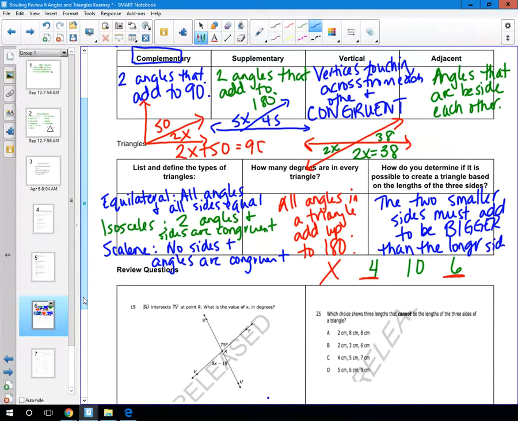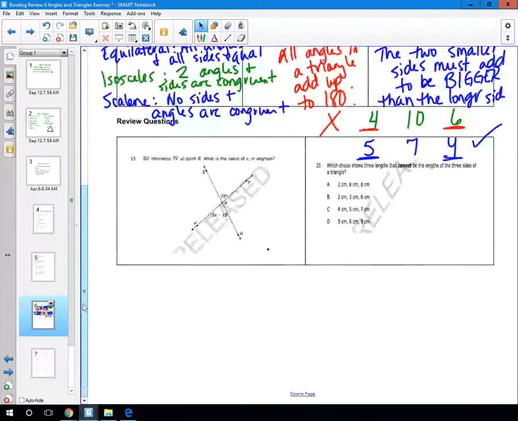Okay, let's think of a different one. If I had 5, 7, and 4. If I added my two smaller ones, 5 and 4, that would be 9. So it's bigger than 7, so that would make a triangle. And since all three sides are different, what kind of triangle would it be? What do we call when all three sides are different? Scalene.